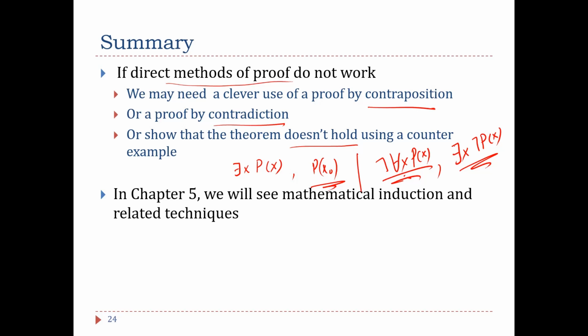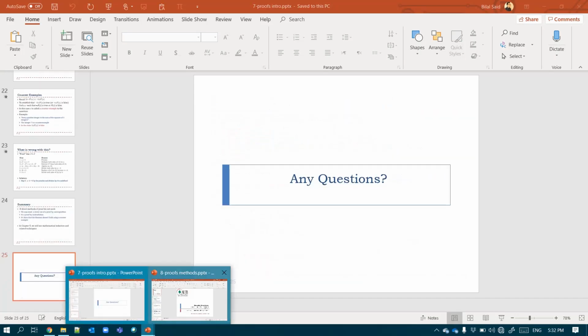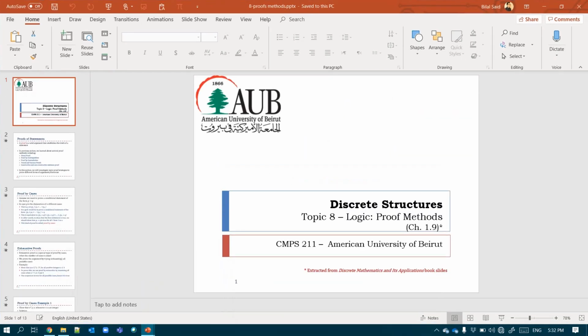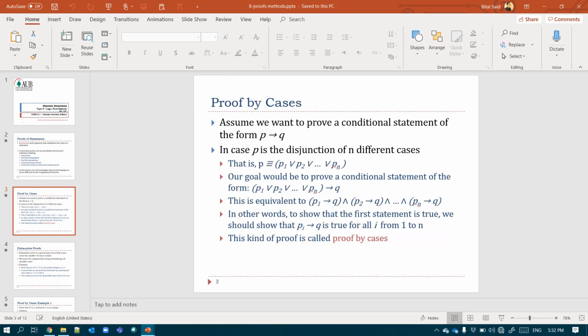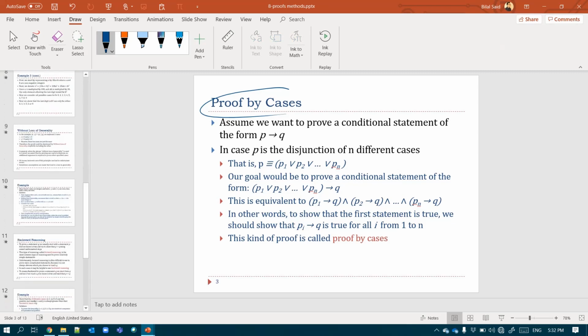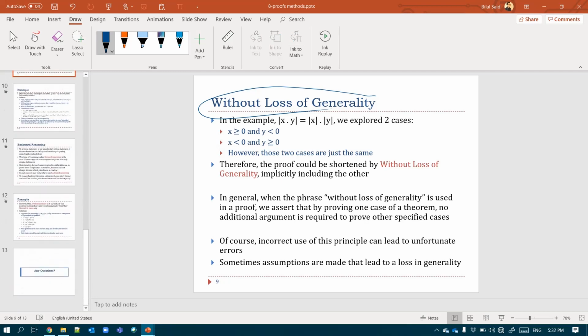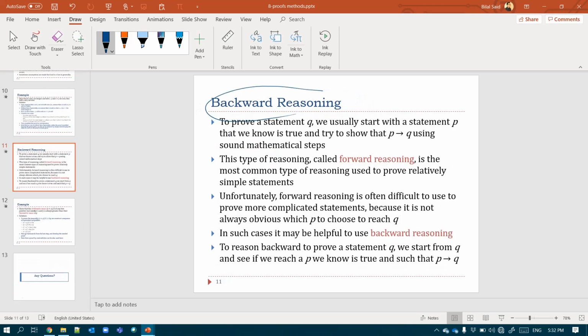In the next deck of slides, we will jump to three additional methods. The proof by case, and then the proof without loss of generality, and that actually relates to the proof by case, and finally the backward reasoning method. And then we will be done with this part about proofs.